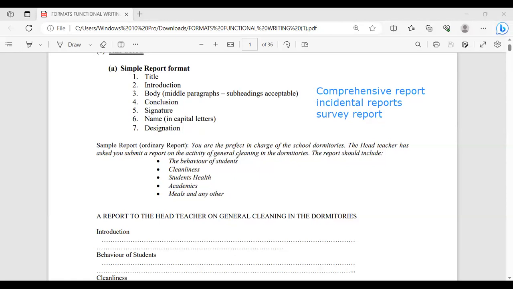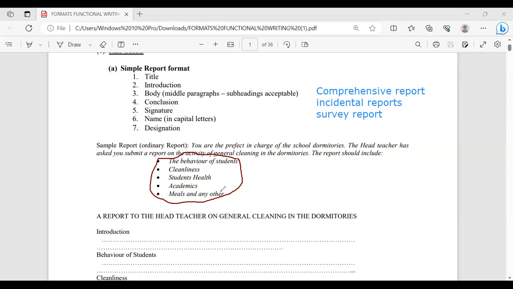So you're going to talk about the general behavior of the students. You're going to talk about the cleanliness. You're going to talk about students' health. You're going to talk about academics, meals, and any other things. Generally, how these things have been incorporated in the general cleaning of the dormitories. Does it affect academics of the children? Is it important for students' health? So you talk about different sections, and these are things you come up with on your own.